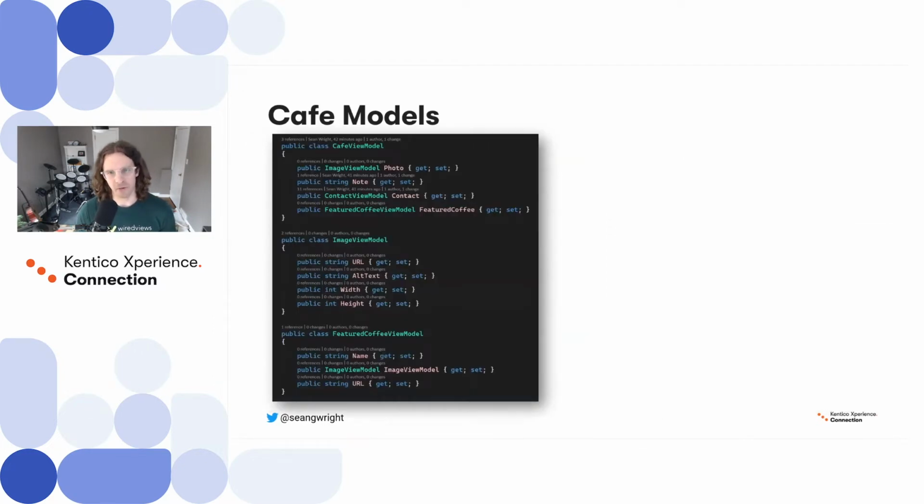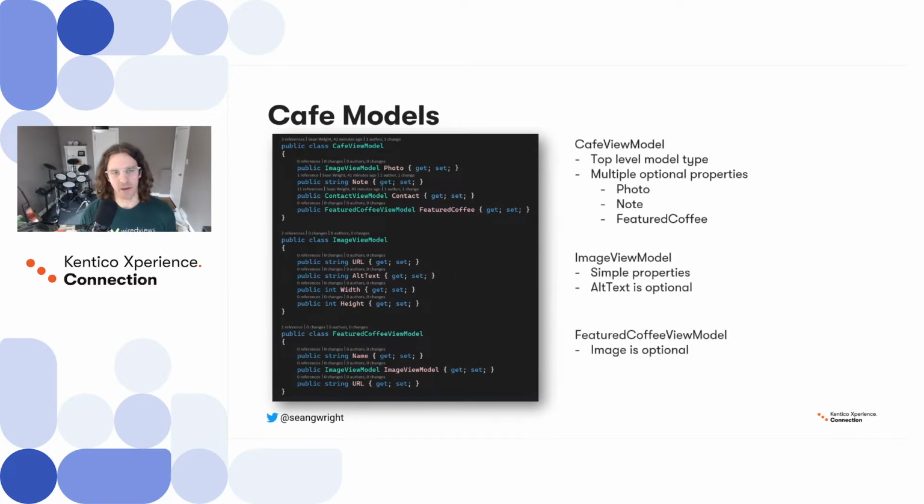So if we look at a model in C# to model that page type, this is something that we might come up with. So we have a top level model type, which is the cafe view model, and it has multiple optional properties. This would represent the optional content in the page type, like the photo, the note, and the featured coffee. And then each of these potentially has additional optional properties of its own. So in the case of the featured coffee view model, the coffee page type in the Dancing Goat site has an optional image, and the image view model has optional alt text.